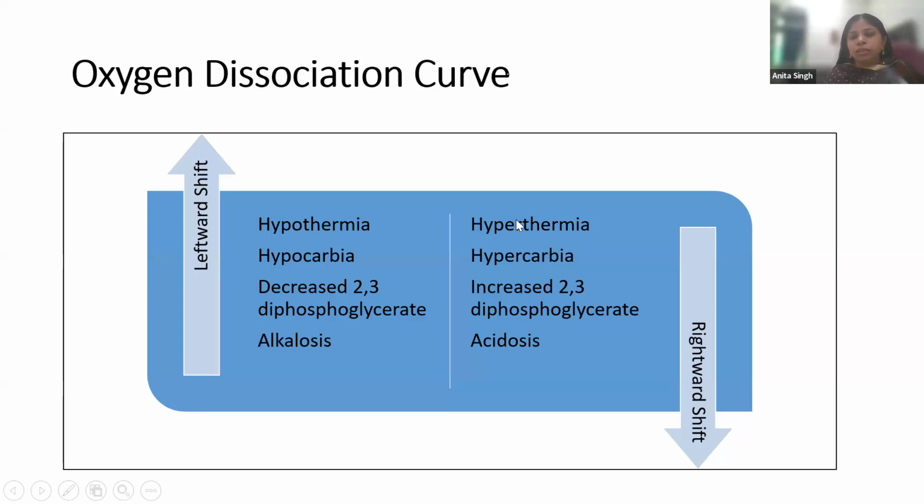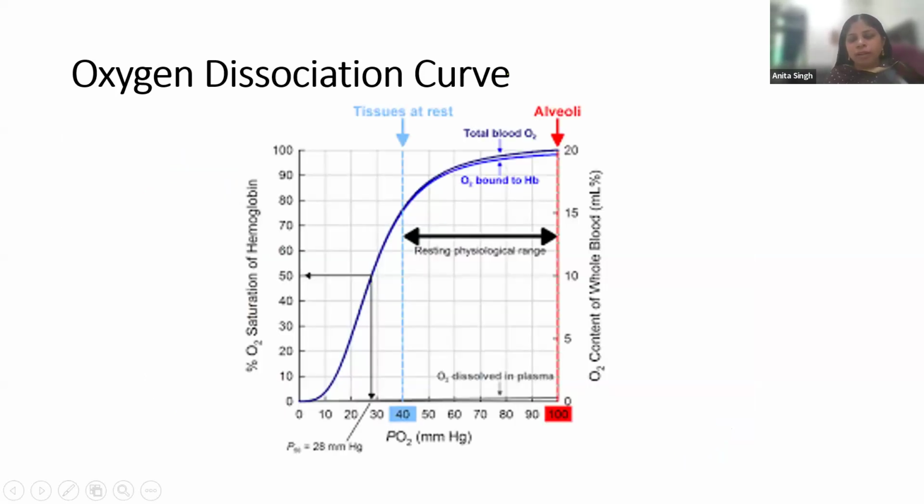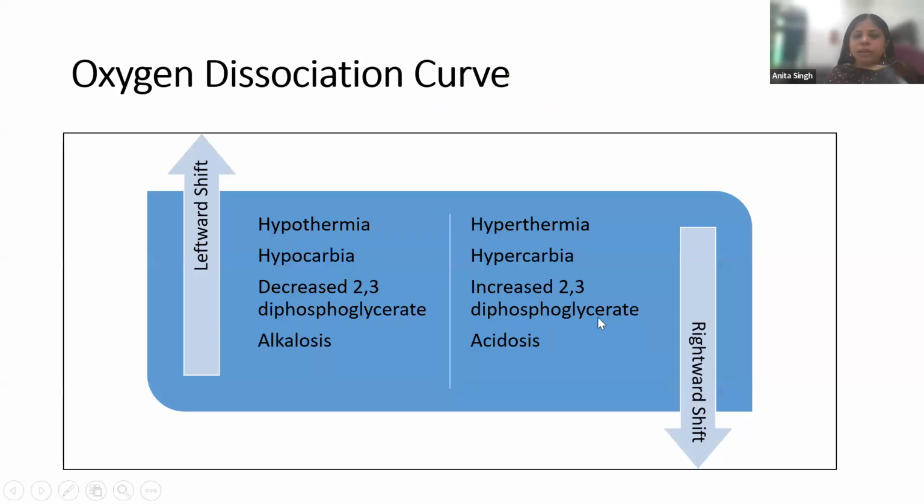So this oxygen dissociation curve shifts to the right whenever there is acidosis, hypercarbia, hyperthermia, or adult hemoglobin. This shifts to the left whenever there is hypothermia, hypocarbia, alkalosis, decreased 2,3-DPG, or fetal hemoglobin.